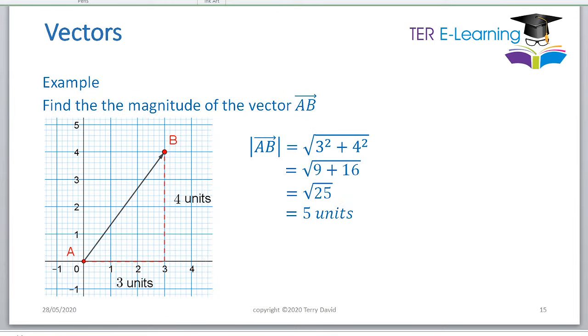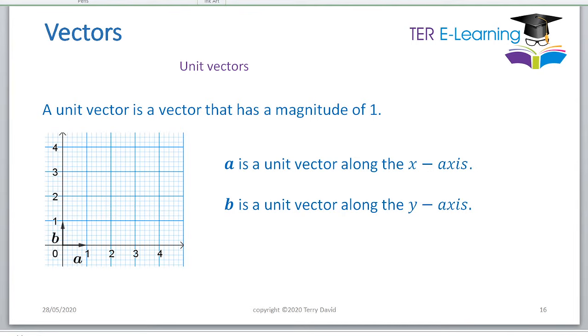Alright, so this was just the written solution for the last one. Now, I mentioned this before. There's something called a unit vector. A unit vector is simply a vector that has a magnitude of 1, right? So if you ever see this in your multiple choice or even the paper 2, right?